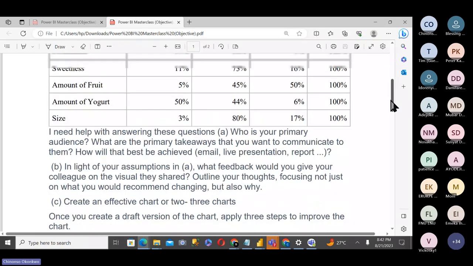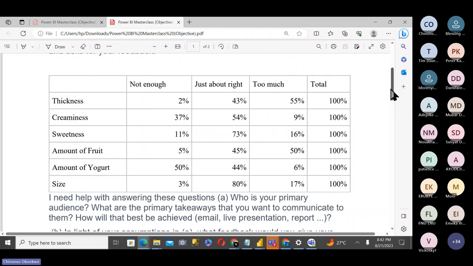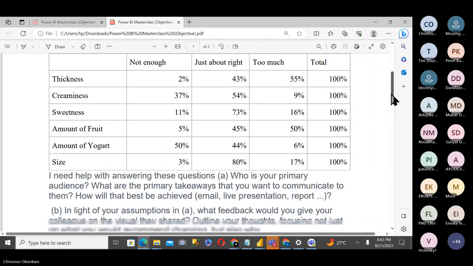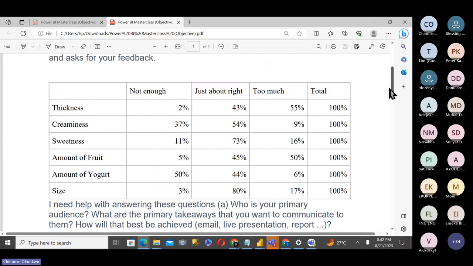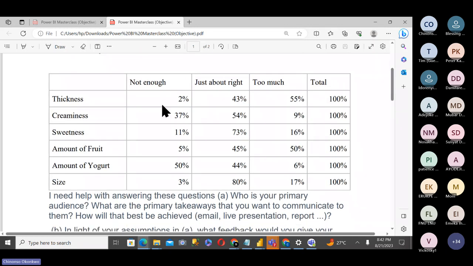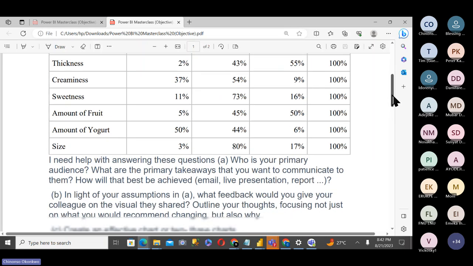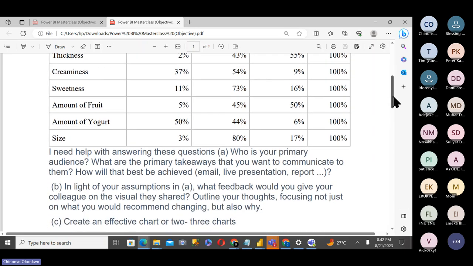So in light of your assumptions in A, what feedback would you give your colleague on the visual they shared? Looking at this visual they shared, we're going to create something better. Because if you look at this visual, you're going from left to right, thickness 2, 43, 50. You're even trying to pick which one is high. Your brain is trying to do the maths, which is tasking enough. Why not the easy way? Why should we always suffer? Must we suffer? We already suffer in Nigeria enough. Why should we suffer with that data?